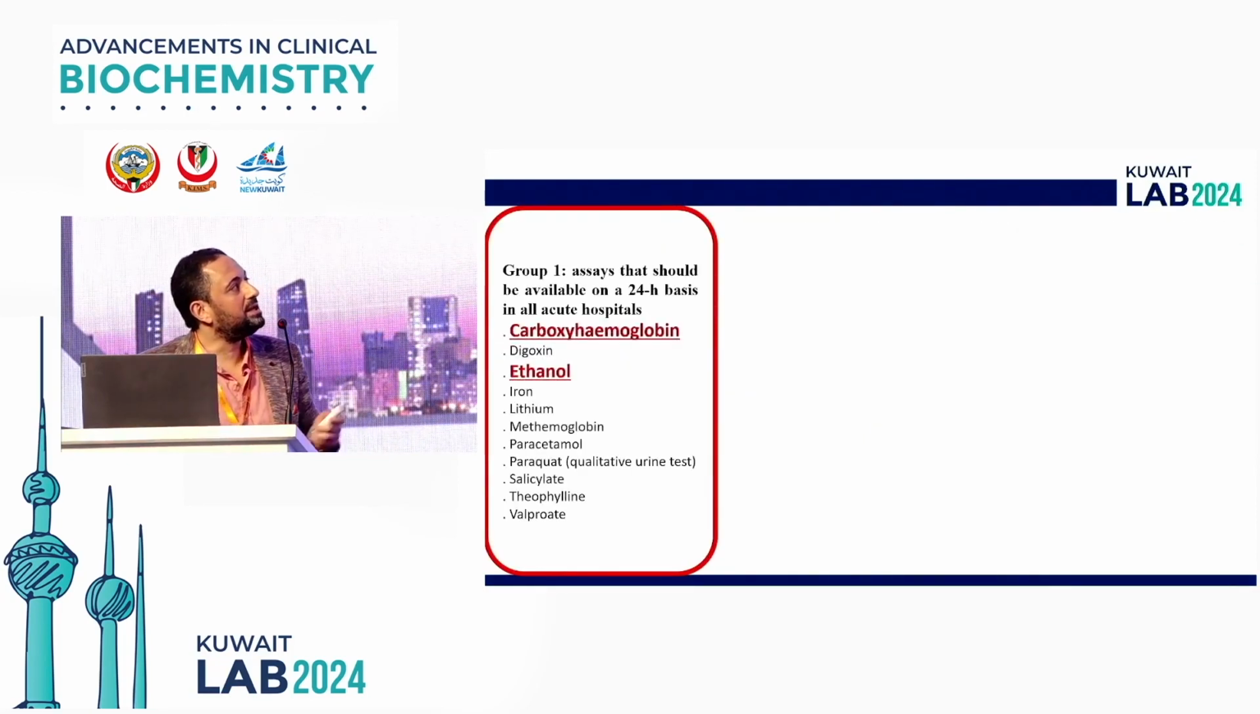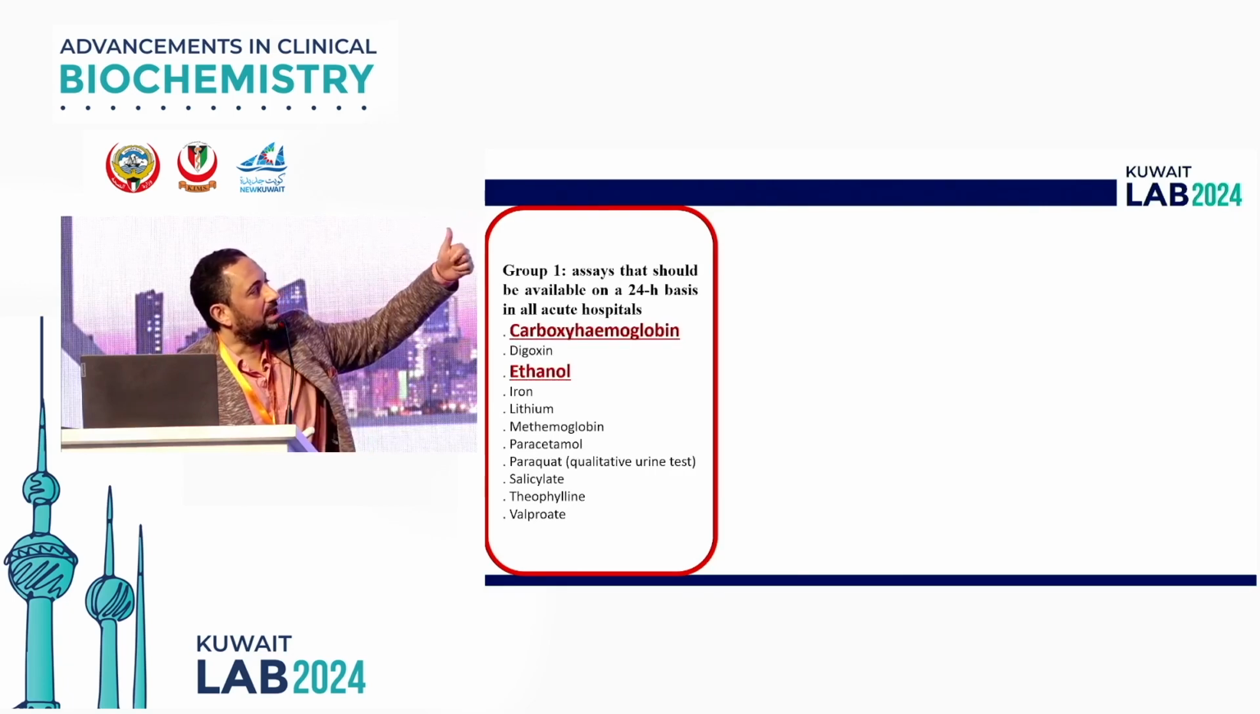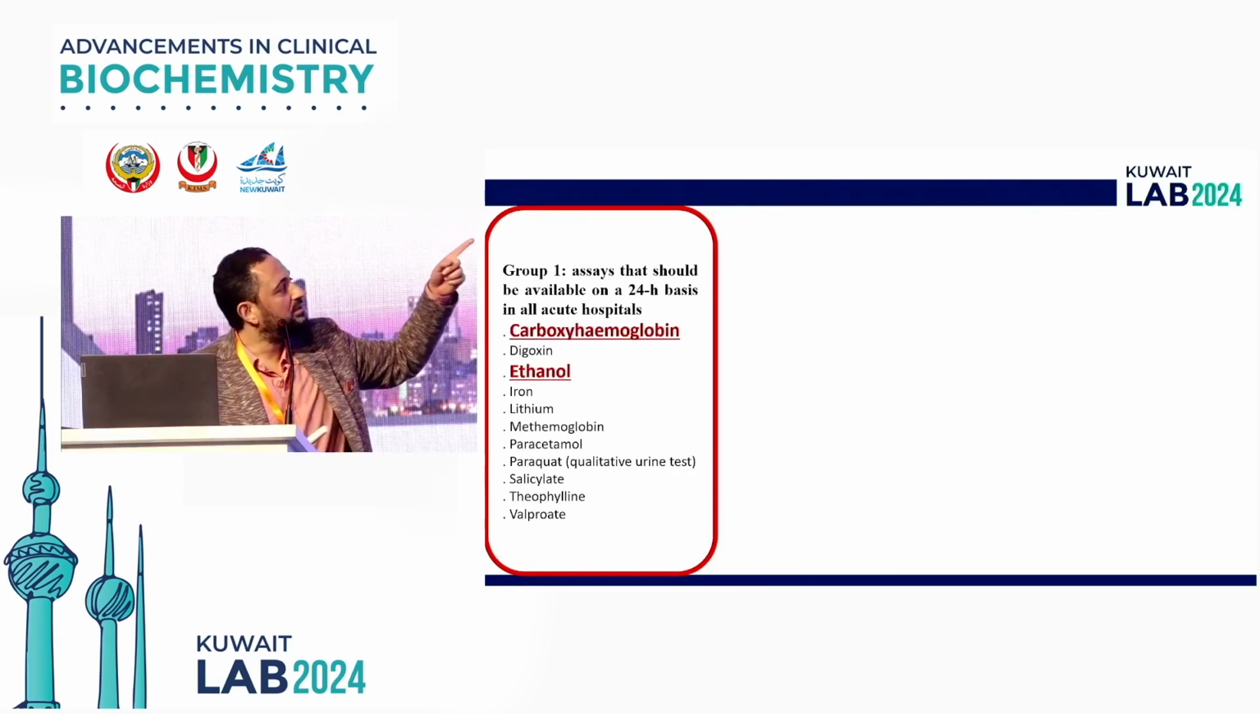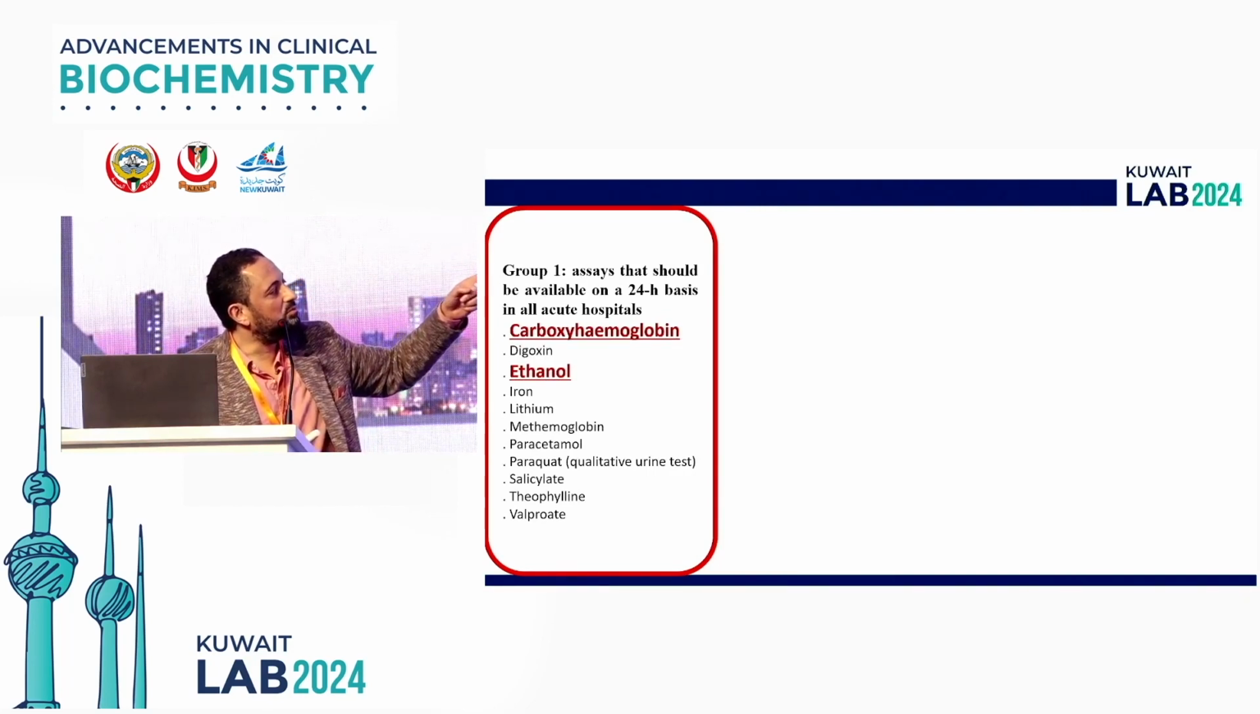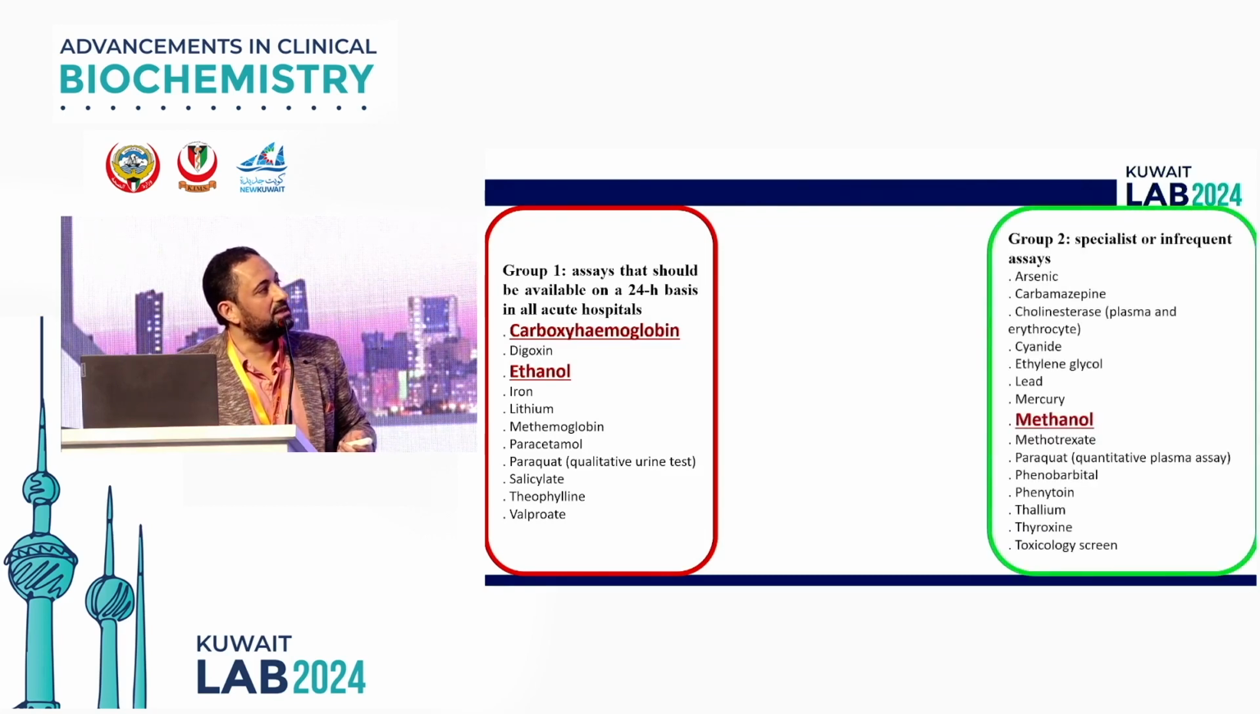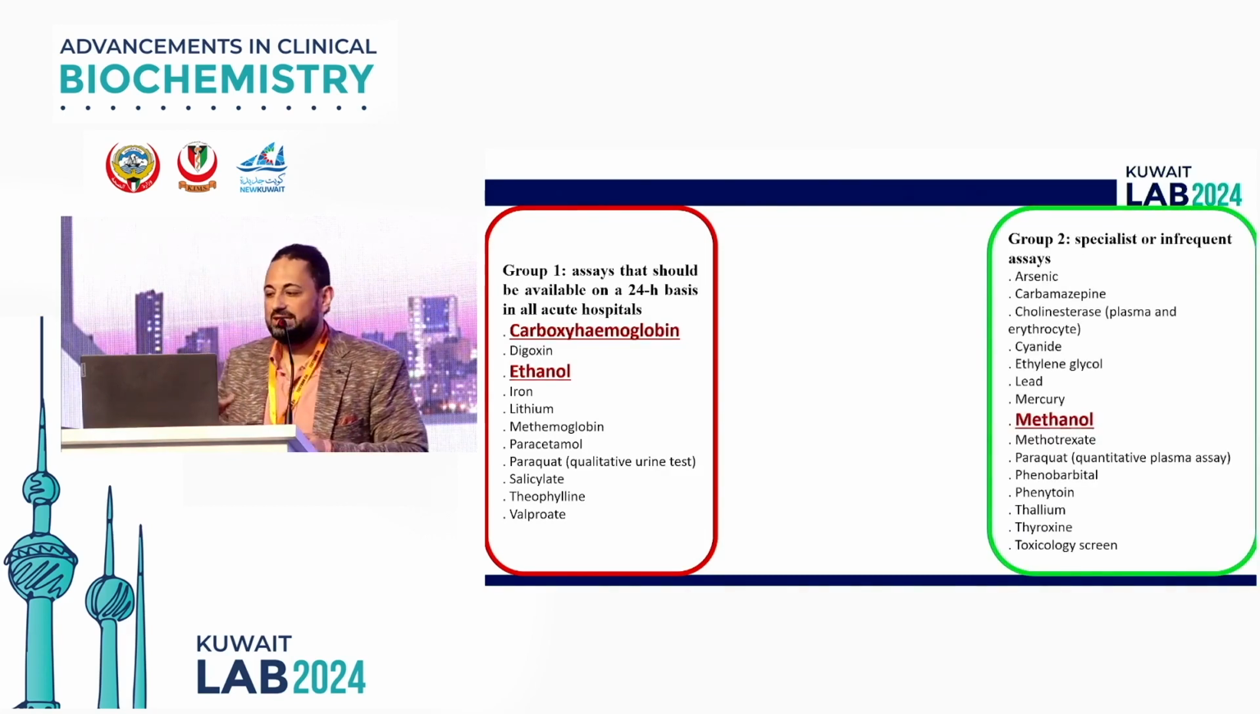These are group 1 assays that should be available on a 24-hour basis, like carboxyhemoglobin, digoxin, ethanol, iron, lithium, methemoglobin, paracetamol, paraquat, the qualitative urine test, salicylate, and valproate. This is according to the NPIS. Group 2, which is called specialist or infrequent, includes arsenic, carbamazepine, cholinesterase, cyanide, ethylene glycol, lead, mercury, methanol, methotrexate, paraquat, and so on.